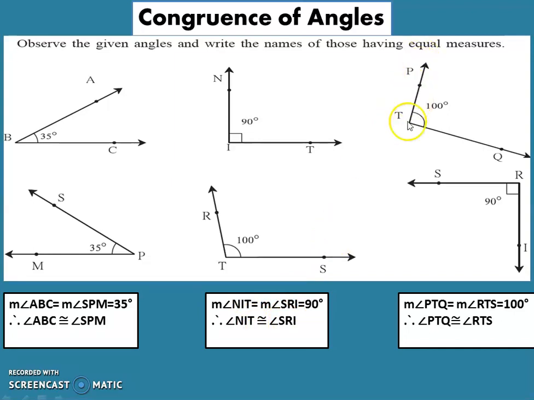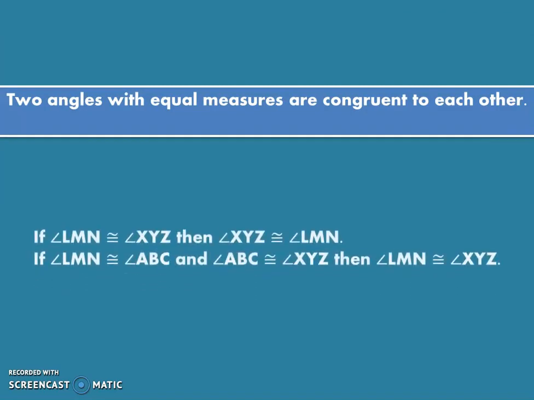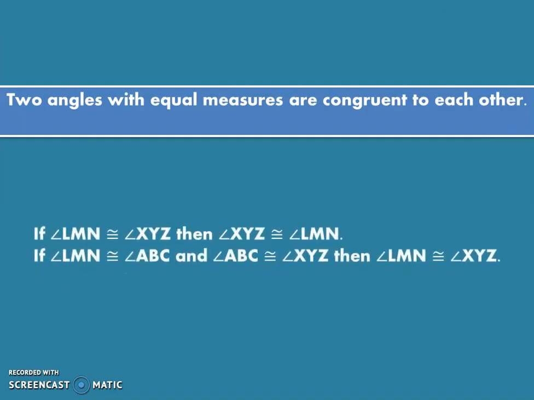Measure of angle PTQ. It is an obtuse angle measuring 100 degrees. Angle RTS also measures 100 degrees. So therefore angle PTQ is congruent to angle RTS. So students, from these examples, I am sure you have guessed when two angles will be congruent. Two angles will be congruent if they have equal measures. So angles with equal measures are congruent to each other.